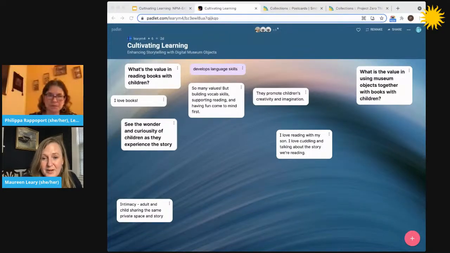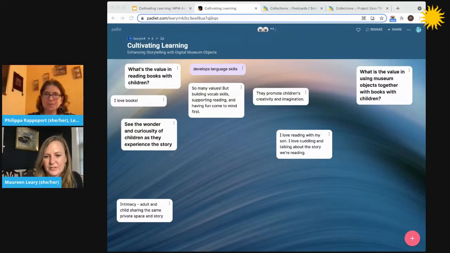And I hope that, in walking through this exercise, this activity with all of you, you've seen what some of these connections might be, how objects and books can go hand in hand and really support each other in the learning with children.